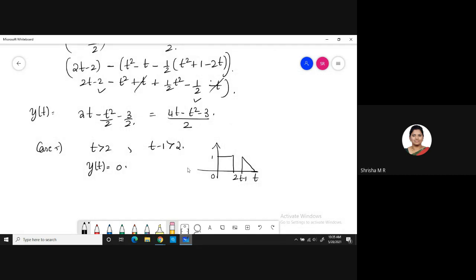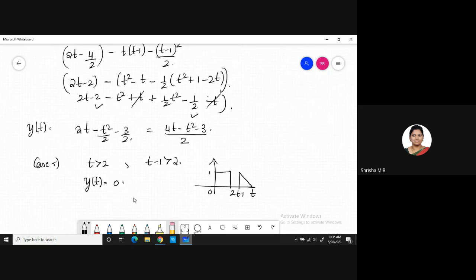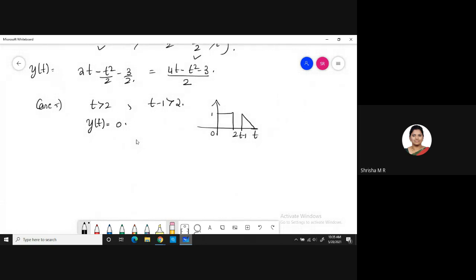Next case, our t has moved forward and t minus 1 also has moved forward. T is greater than 2 and t minus 1 is also greater than 2. So there is no overlapping space. So y of t is equal to 0. Is it clear, everyone? So you write for all cases whatever you get y of t. You have to write this at the end.